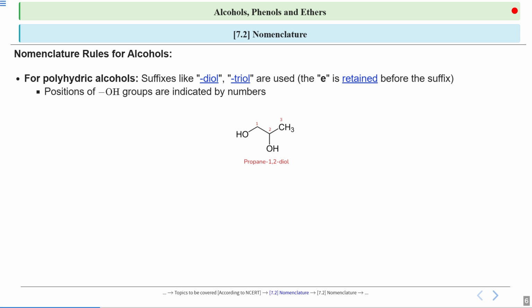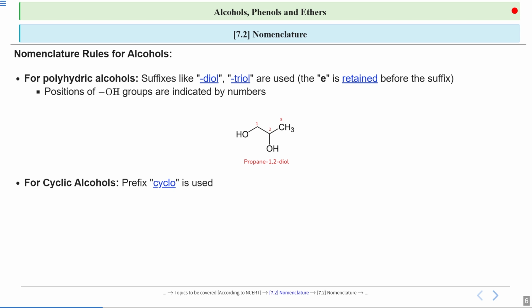Both the numbers, 1 and 2, we have to write while naming, because they show the different positions of the OH groups, right? And we use the suffix diol because two hydroxy groups are present in our compound: a 3 carbon chain having two hydroxy groups. So, propane 1,2-diol. Note here that the parent alkane is propane, and the E of this alkane is retained as it is before the suffix. We don't have to replace it.